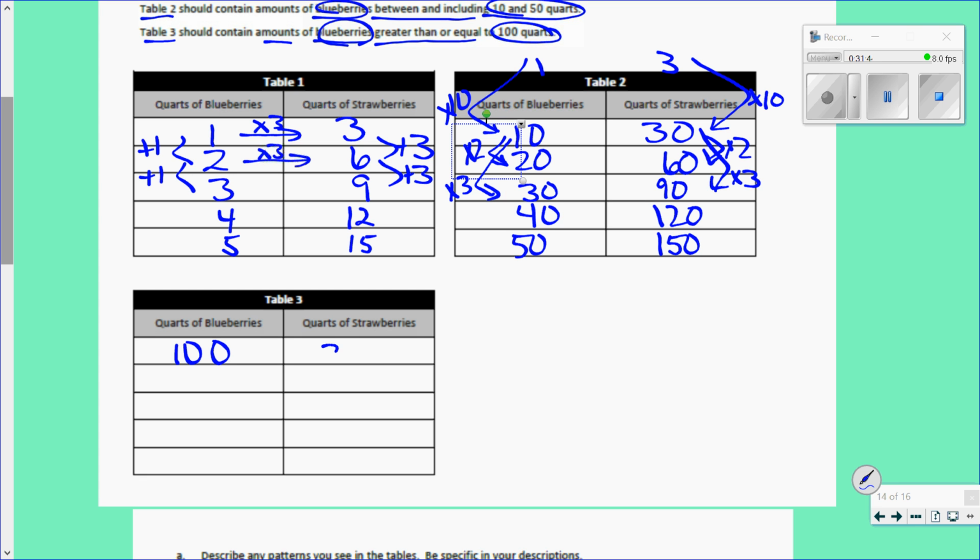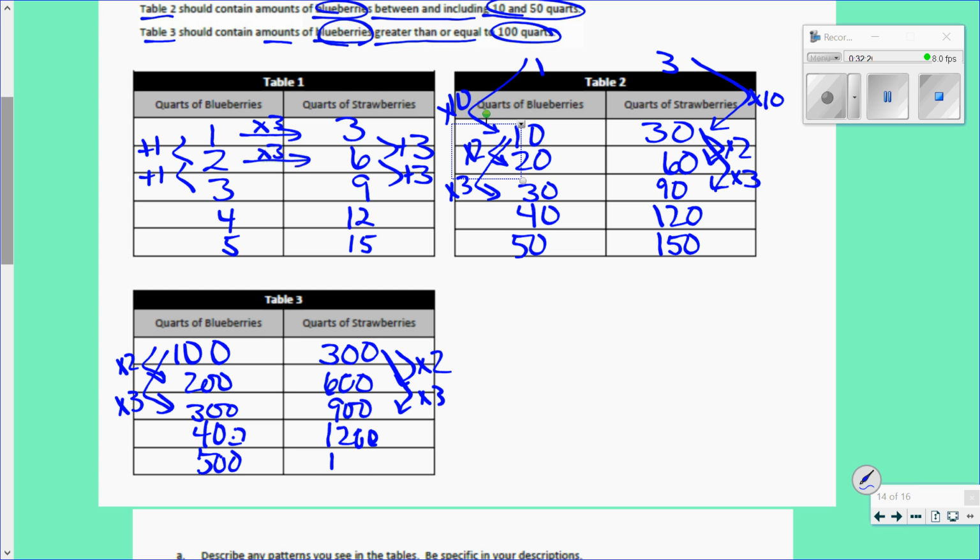Good. Is everybody understanding where those numbers are coming from? Okay. So again, normally with the bigger numbers, we're going to use a multiplicative relationship. It's just easier. So now I'm going to go times 2. That gives me 200. I do that one times 2. Gives me 600. I go back to my initial value times 3. Gives me 300. My initial value times 3 gives me 900. Then we've got 400, 1,200, 500, and 1,500. My board's just fritzing out a little bit on me.